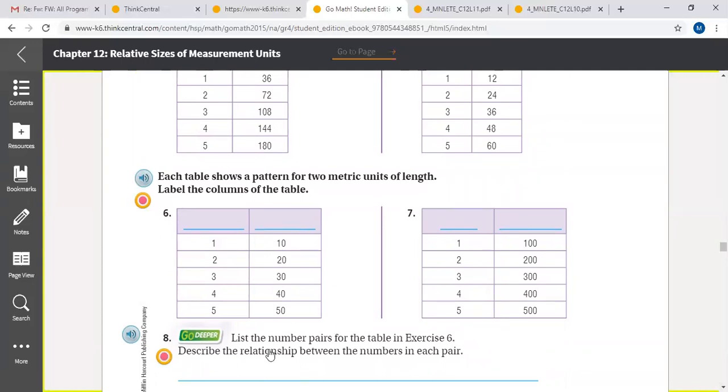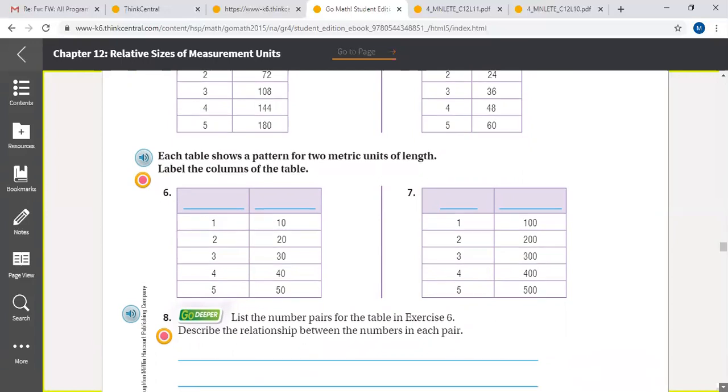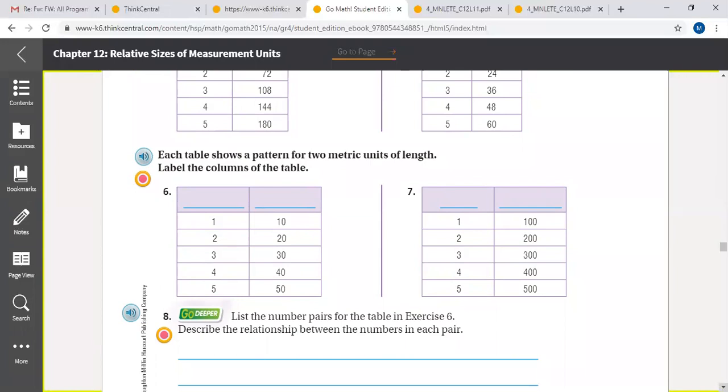Question number 8, list the number pairs for the table in exercise 6 and describe the relationship between the numbers in each pair. Here this is 1 and 10, 2 and 20, 3 and 30, 4 and 40, 5 and 50. The description will be: the second number in each pair is 10 times as great as the first number in each pair.